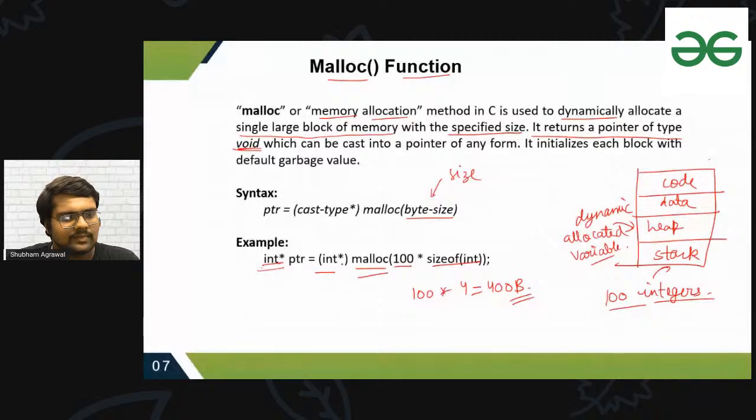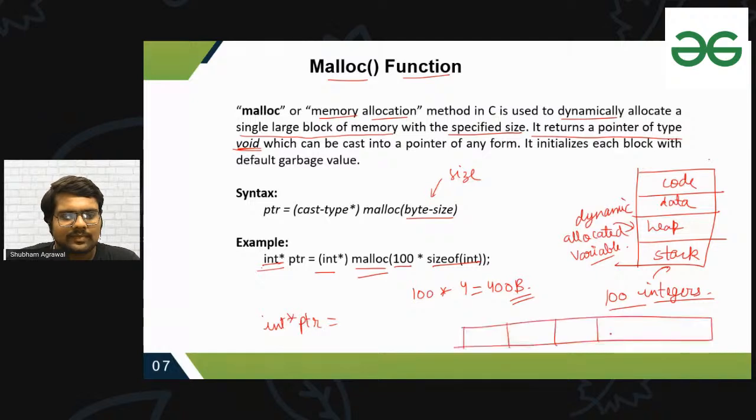It will return void, so we have to typecast it into int star. In this pointer variable, we have the first base address of this allocated memory. It will allocate 100 elements, 0, 1, 2 up to 99. So PTR will point to the first address. Suppose it is 1000, 1004, 1008, and so on. PTR will point to the first address of this memory, that is 1000.